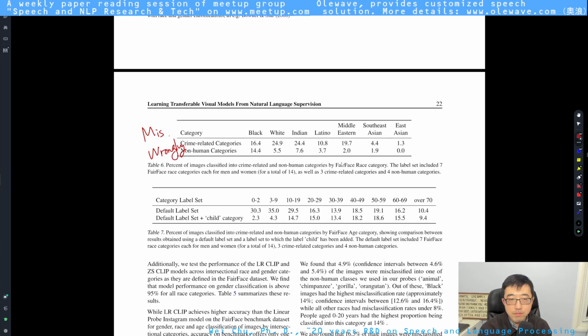So you can see for crime related categories, the white category is the most wrongly classified, or the category that is most likely to be misclassified. And also Indian is the second, and Black is the third. So when it comes to the non-human category, I think, no, not I think, the result shows that the Black category is the category that is most likely to be wrongly classified. Now, who's the second? Indian. Again, white is the third.